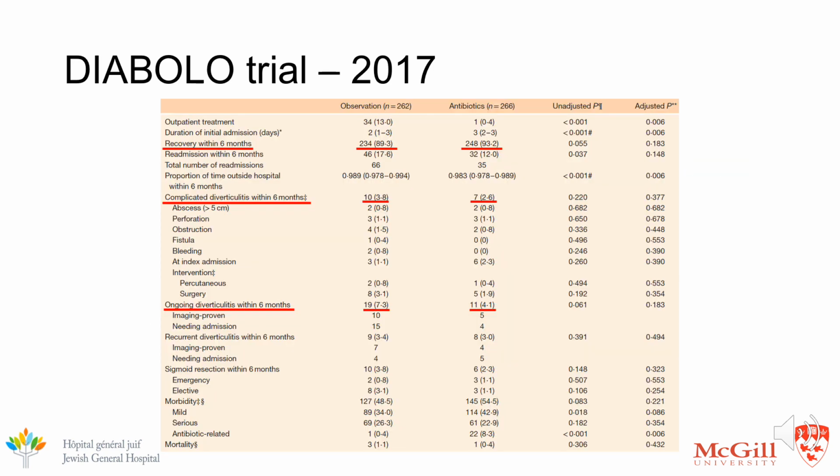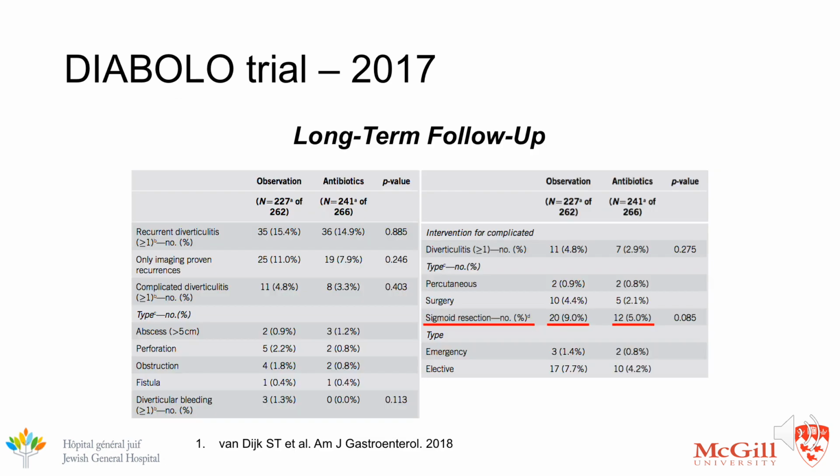On secondary outcomes, complications and ongoing diverticulitis were both similar between the two groups, but again, you do notice a tendency for higher absolute numbers in the non-antibiotic group, especially for ongoing diverticulitis, which had almost a doubling in the incidence. And on long-term follow-up, there were no differences in recurrence, complicated disease, or sigmoid resection, although again, almost double the absolute incidence of sigmoid resection in the non-antibiotic group, driven mainly by elective operations.